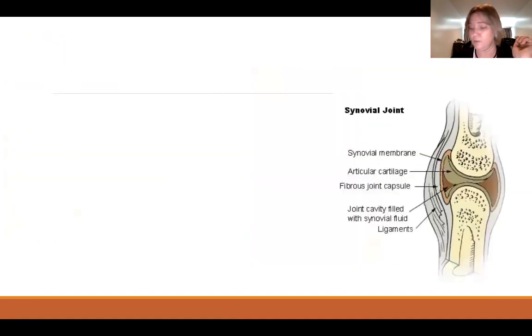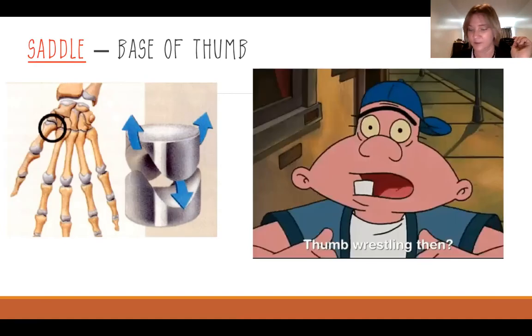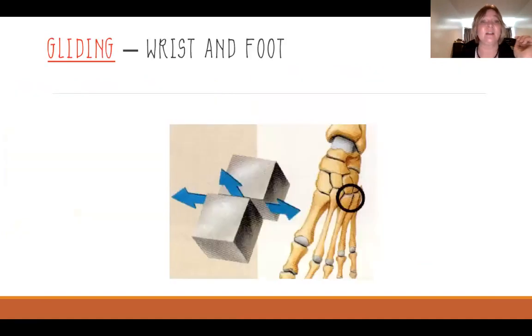And finally, we have, went right past that. Finally, we have the gliding joint, which occurs in the bones of your wrist here and in your foot. And I didn't have an animation, couldn't find that, but basically it just kind of allows them to move like this, glide.